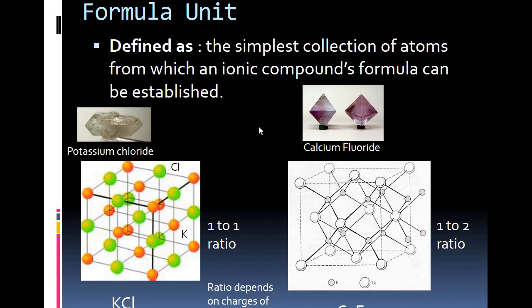All right, so what is the formula for an ionic compound? It's called a formula unit. It's the simplest collection of atoms from which an ionic compound's formula can be established. So here you have potassium and chlorine. Potassium is a +1 ion, chlorine is a -1. So it is a 1-to-1 ratio, so its formula unit would be KCl. Whereas calcium fluoride, calcium is a +2, where fluorine is a -1. In this case, you're going to get 2 fluorines for every 1 calcium, so it's CaF2.